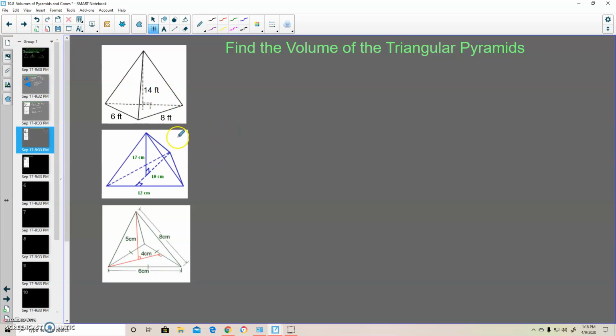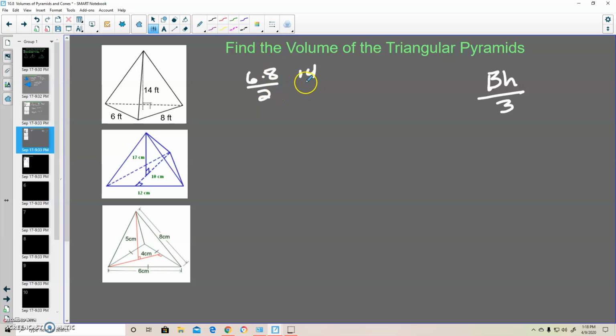Moving on, we have a triangular pyramid. This is a little different. We got the same formula, capital B H over 3. But let's look at what capital B is, and let's see if we can get a little shorthand formula for us. So capital B is the area of the triangle. That's going to be 6 times 8, but we're going to divide by 2. So basically capital B is 6 times 8 divided by 2. And then little h is 14, and we're dividing all that by 3.